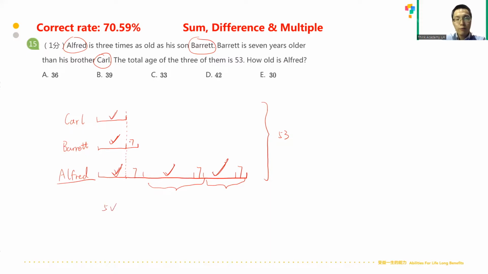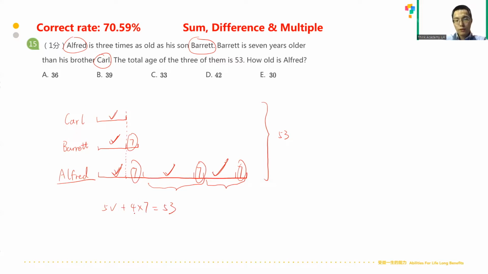And how many 7s do we have? We have 1, 2, 3, 4. 4 sevens. So equals to 53. Okay, I'll write it in order first. So 5 ticks plus 4 times 7 equals to 53. This is our sum, the sum of the 3 people.